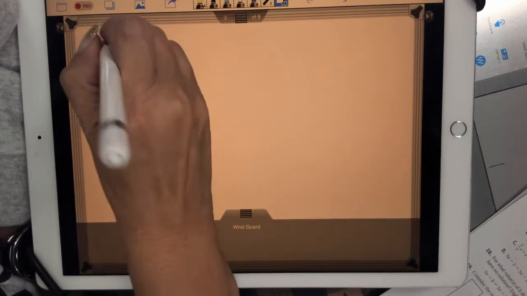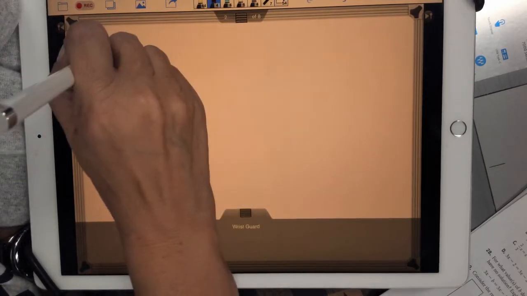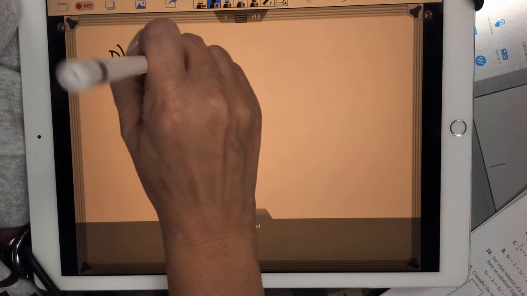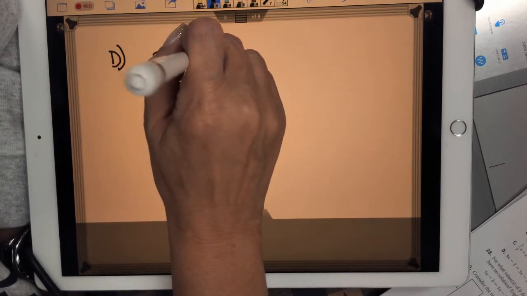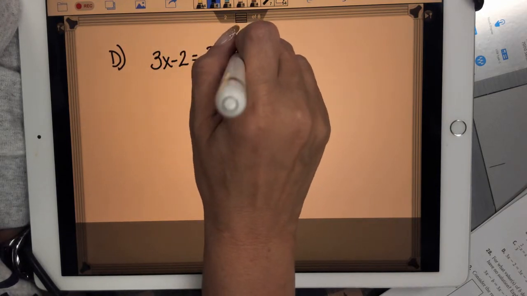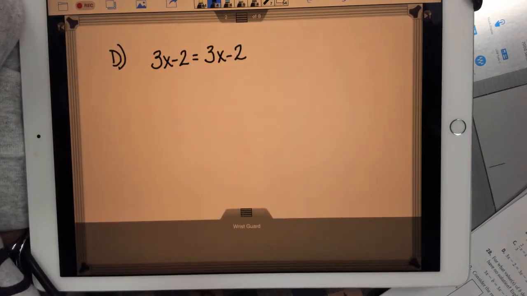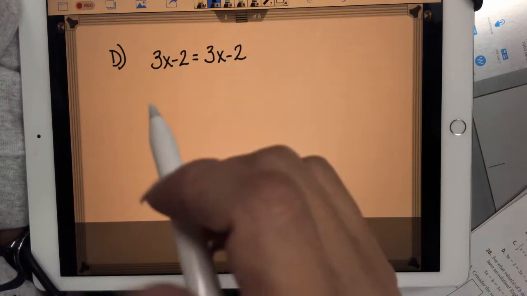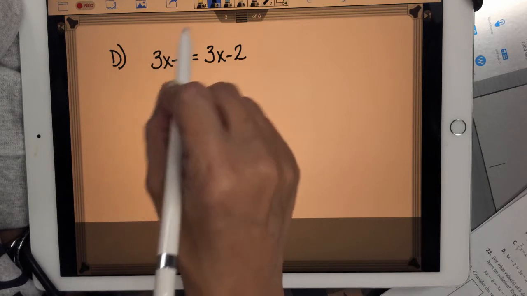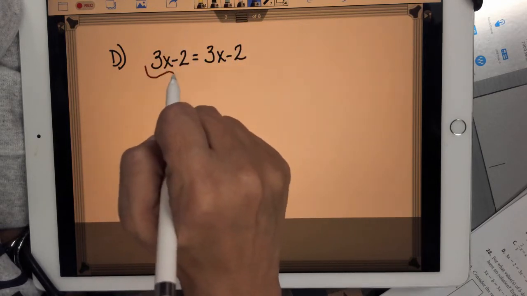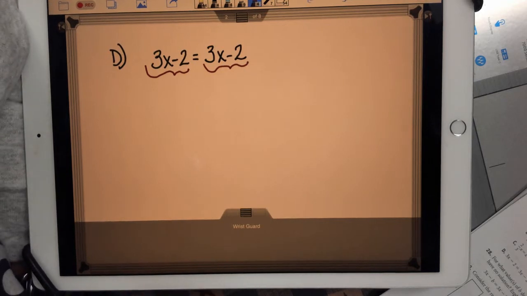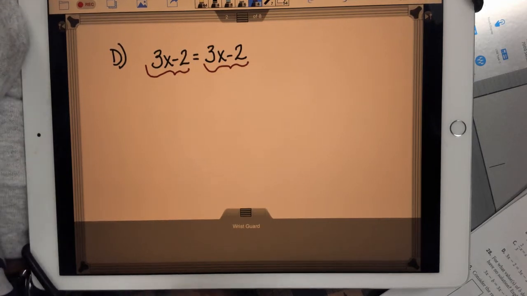All right, so let's look at D. I'm still trying to find that infinite solution. D is 3x minus 2 equals 3x minus 2. Had I really looked at those, I would have seen this one first. Infinite solution means that no matter what number I put in, I get a true statement. In this situation, this side equals this side. It's the exact same thing. No matter what I put in, it's going to be the same.